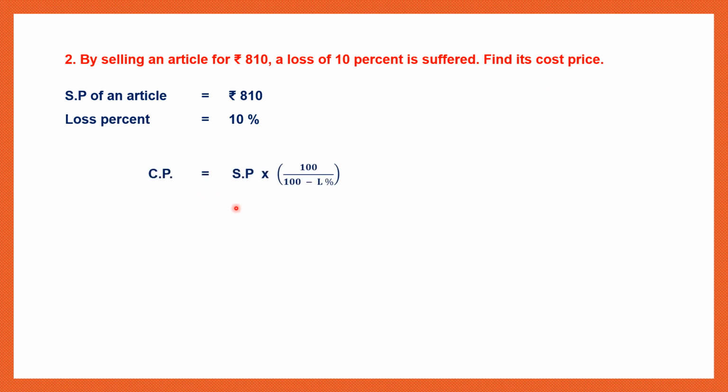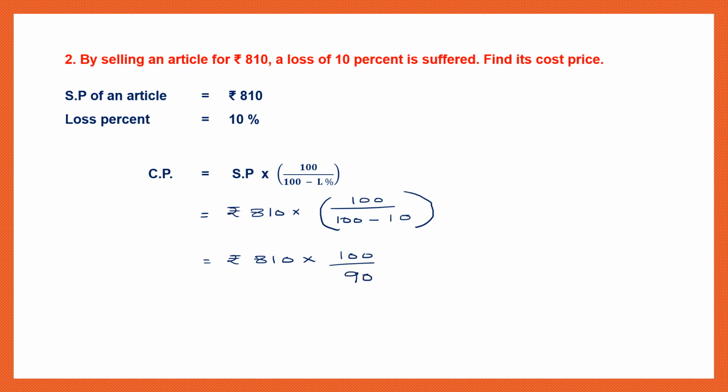Cost price is equal to selling price into 100 divided by 100 minus loss percent. So let's do this. Now selling price is 810 rupees into, in brackets, write 100 divided by 100 minus loss percent. 100 minus loss is 10%. So let's finish what's within brackets first. So 810 remains as it is into 100 divided by 90. 100 minus 10 is 90.